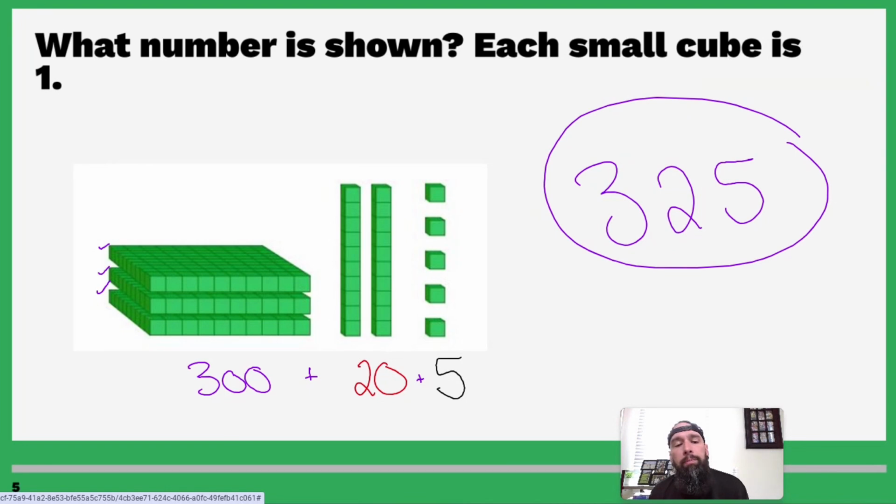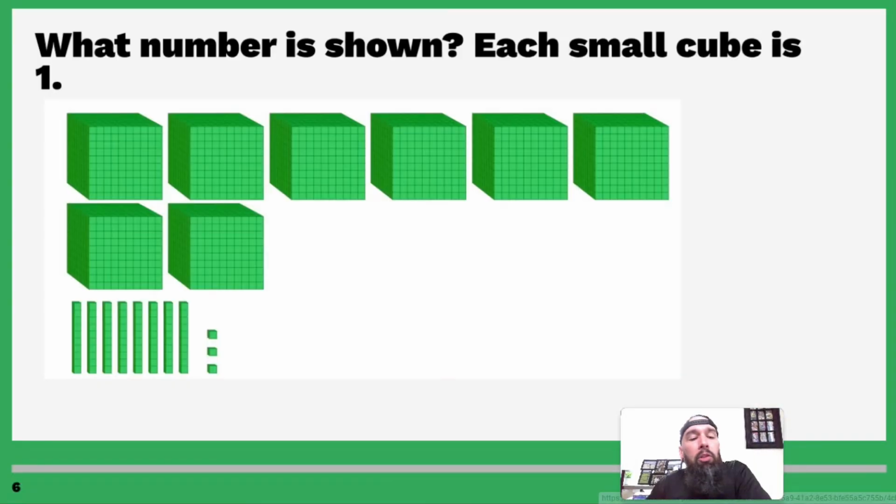That's how you would do it. Let's take a look at some more. What number is shown? Each small cube is 1. So same exact directions, but we have bigger things.